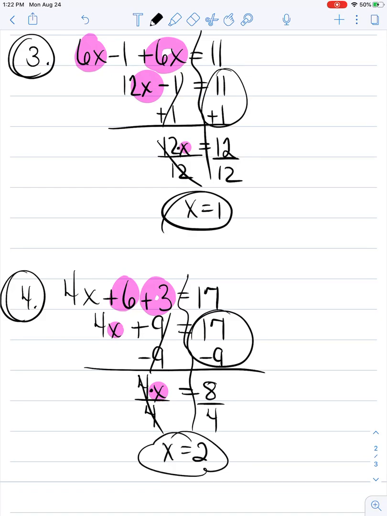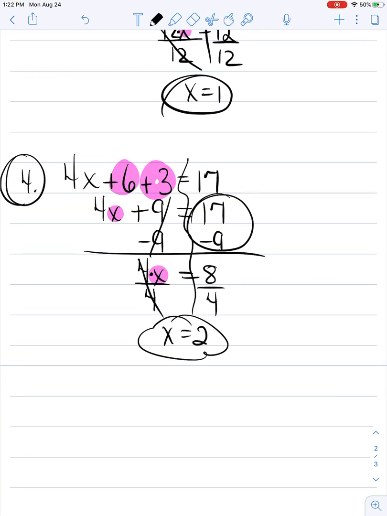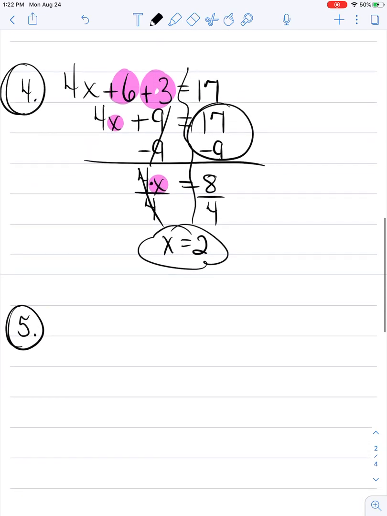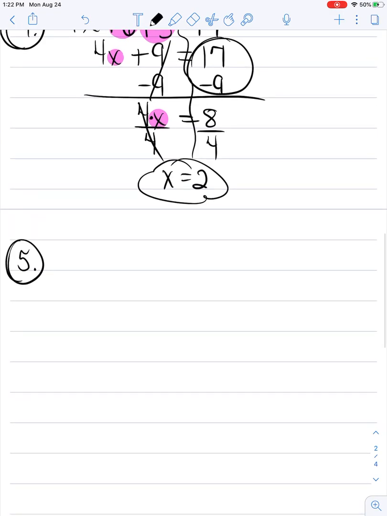2 solves this equation. And just to show you how that works, if I say x is 2, 4 times x is 8. 8 plus 6 is 14. 14 plus 3 is 17. 17 equals 17. That's how I know a solution works. That's how you check it, by plugging it back into your equation.